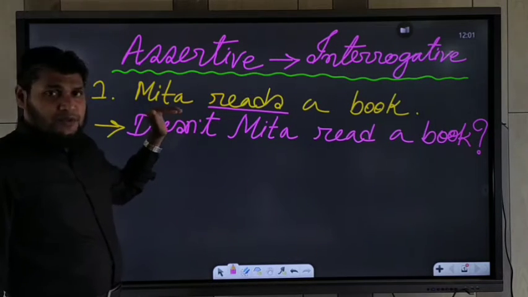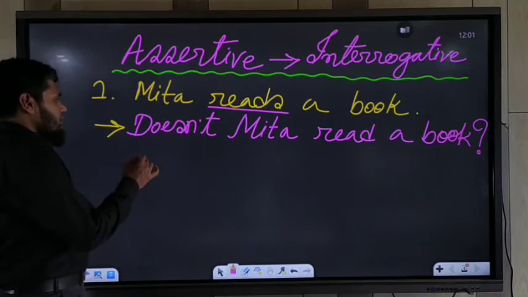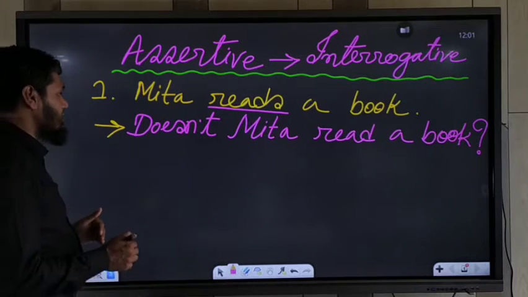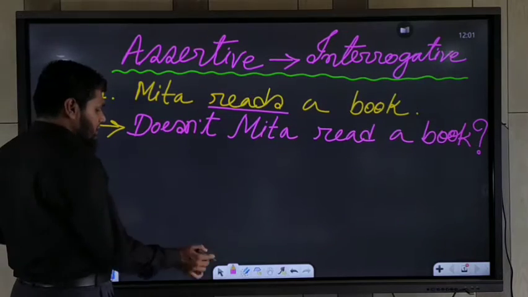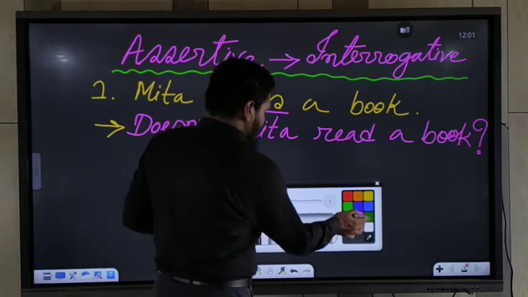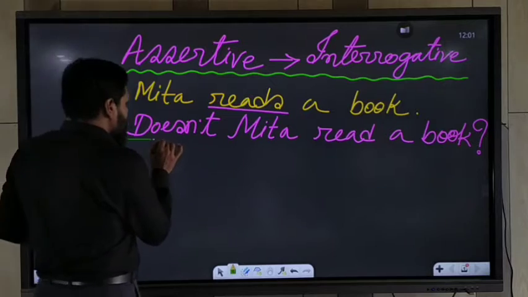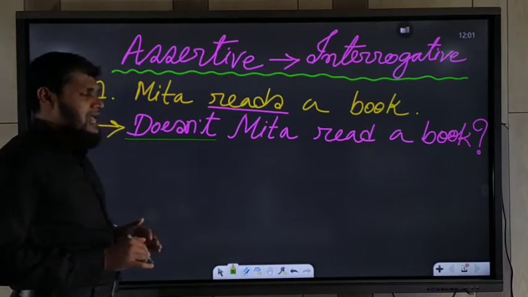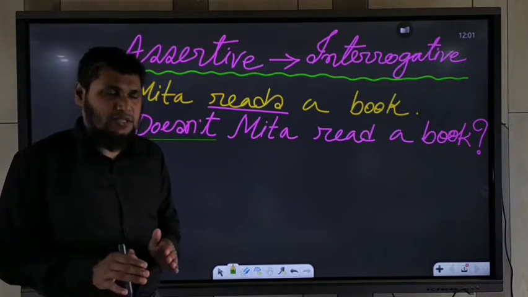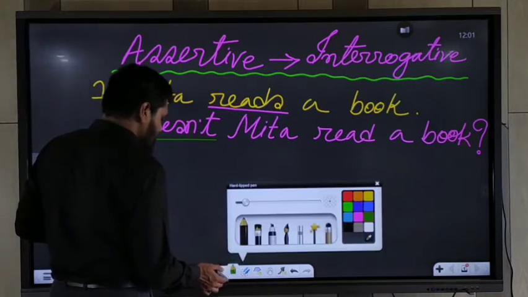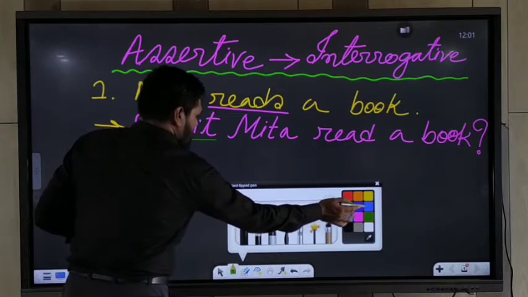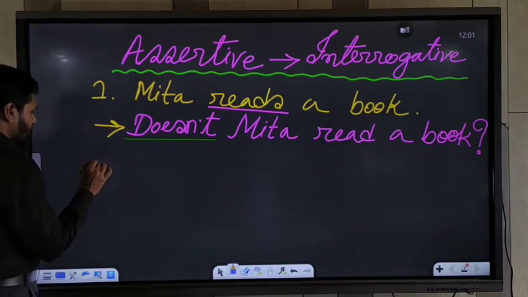So before changing, you should try to understand the sentence, and then you should use the auxiliary verb at the beginning of the interrogative sentence, according to the tense. Okay. Now more examples. Number 2.